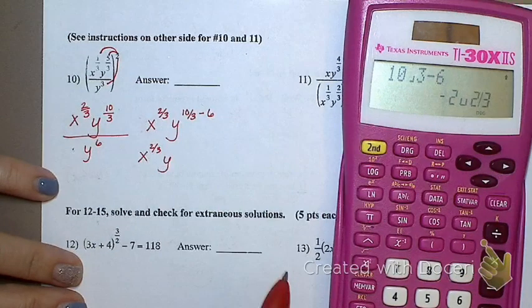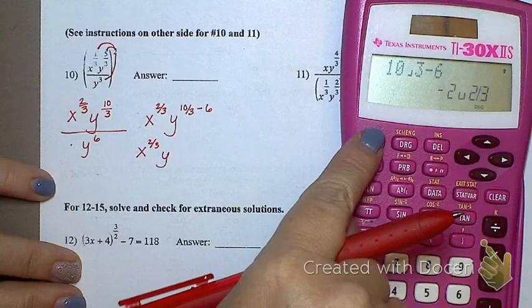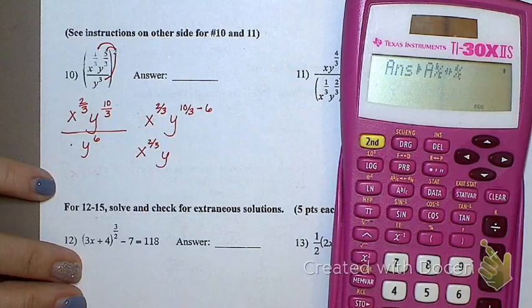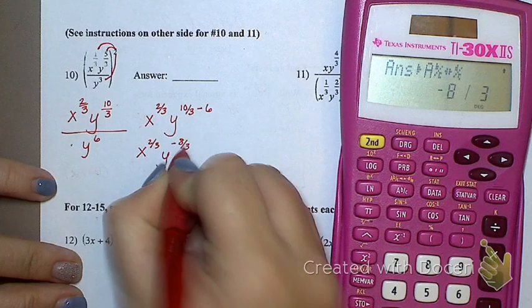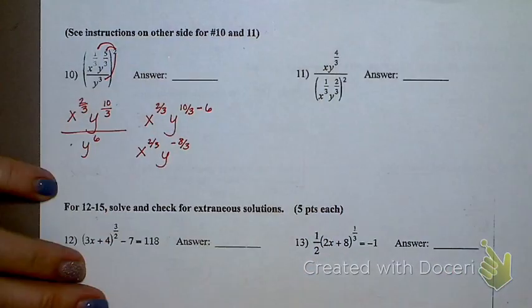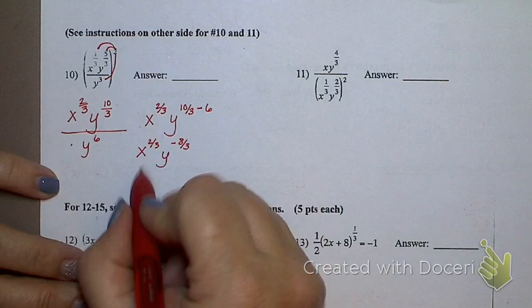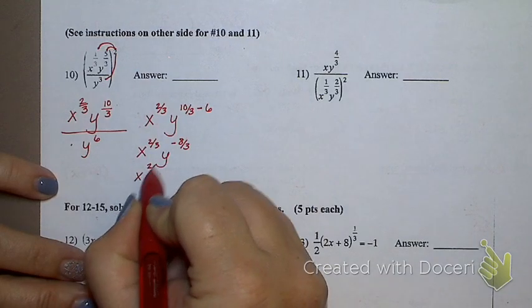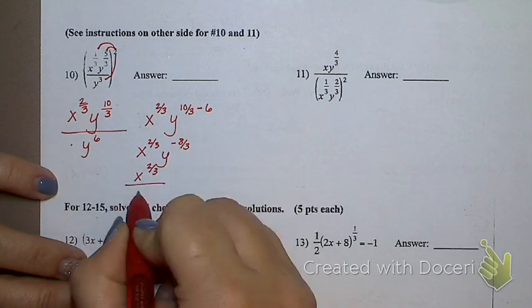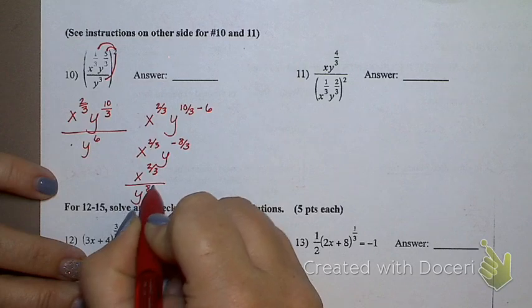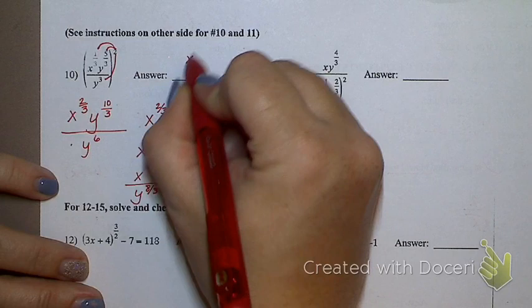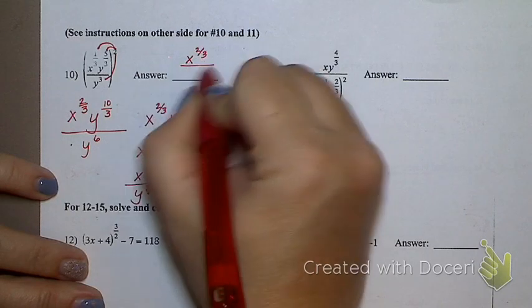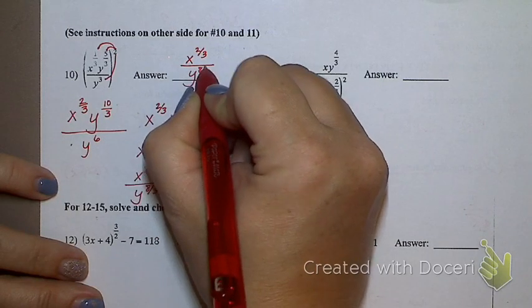Negative 2 2/3. Well, we can't use mixed numbers. How do I change it to an improper fraction? Second fraction button, equals, -8/3. I got a negative exponent. What does that mean? Move it to the denominator. So x to the 2/3 stays on top. Y on the bottom becomes 8/3 as an exponent, positive, because I've moved it. So I have x to the 2/3 over y to the 8/3.